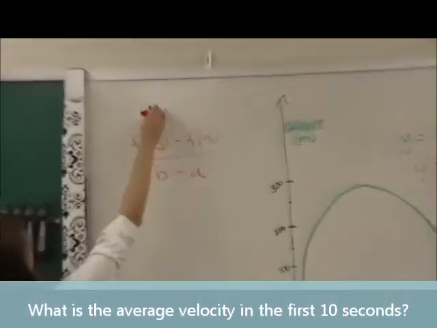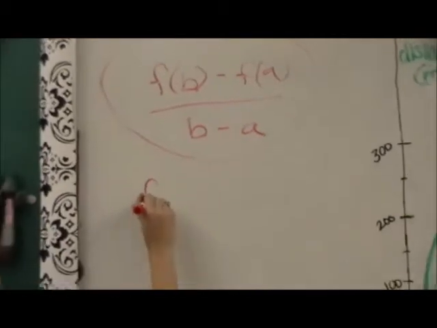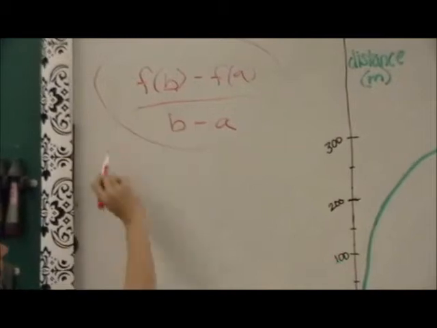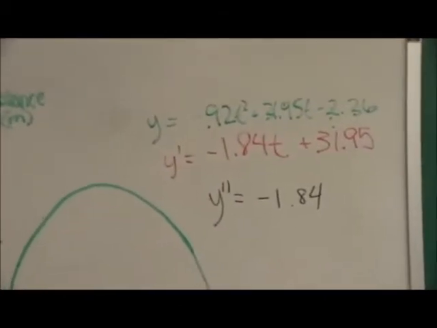Okay, so our next question was, what was our average velocity in the first 10 seconds? And this is the formula for average velocity. So you plug 10, which is the b, in for the position time function.